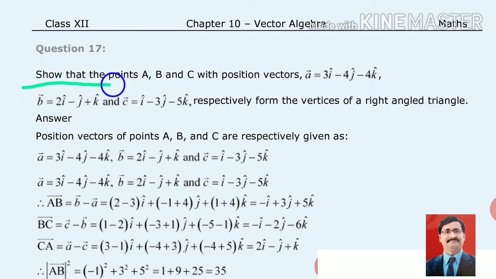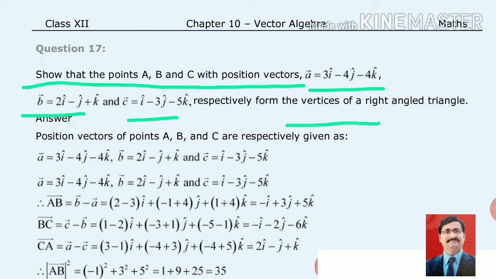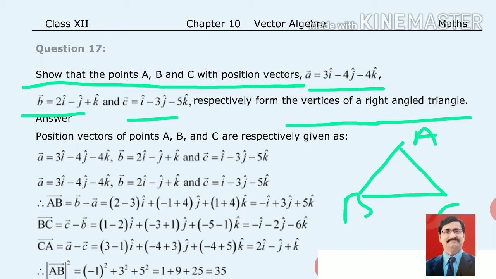So the points A, B, C with position vectors given respectively form the vertices of a right angle triangle. Look here, this triangle is given to you. Here this is A, this is B and this is C. The position vectors of A, B, C are given, but you have to find the AB vector, BC vector and CA vector.